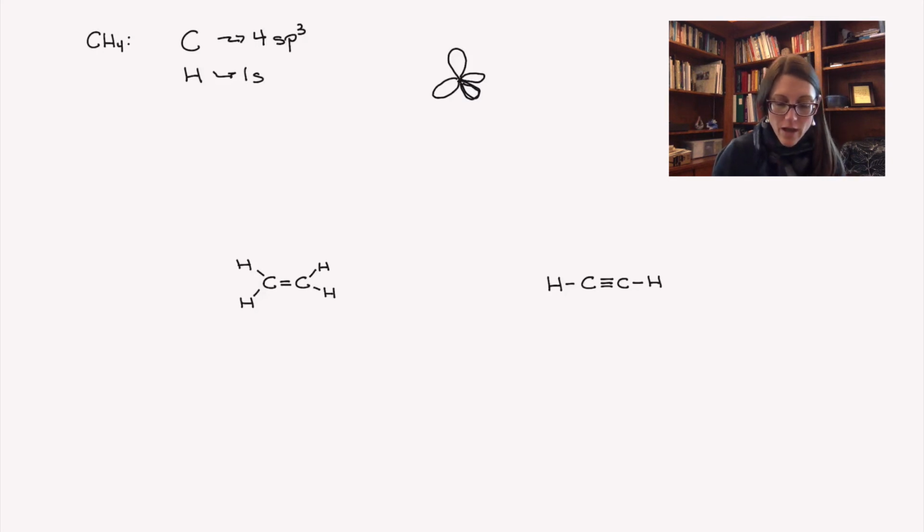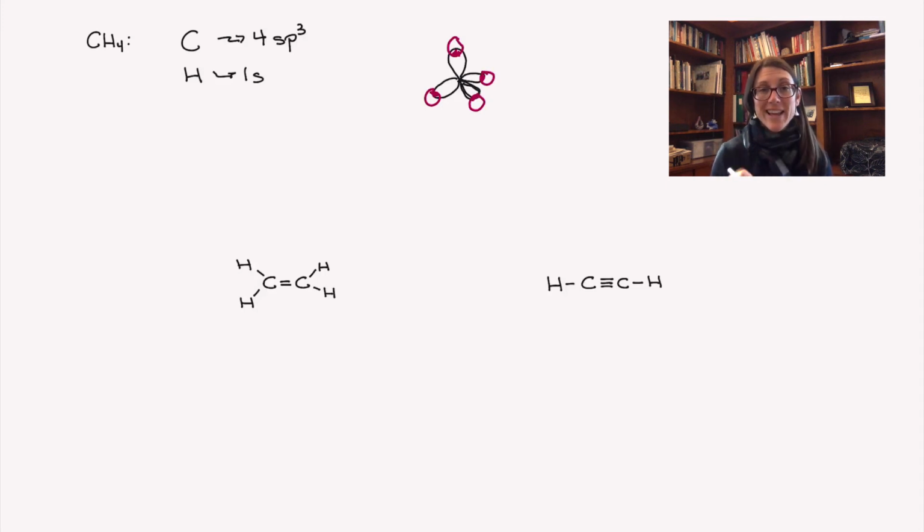For the carbon, these will overlap with the 1s orbitals on each of the hydrogens to form these little bonding interactions that result in that overlap of atomic orbitals and a bonding interaction, a covalent bond.